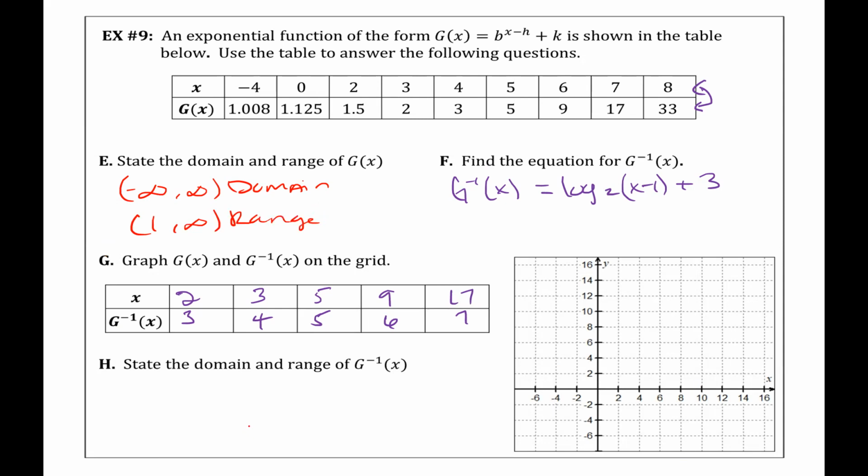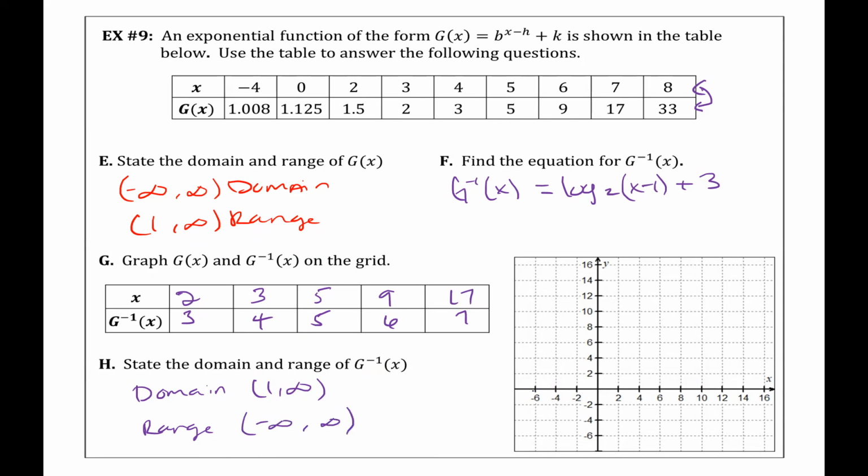Okay, so logically, if we switch our x and y's, what does that mean? We also switch our domain and range. So whether I graph it or not, if I know the domain and range of g of x, I know the domain and range of the inverse of that. So the domain here is going to be the range from here, which is 1 to infinity. The range is going to be the domain of the original, which is negative infinity to infinity.